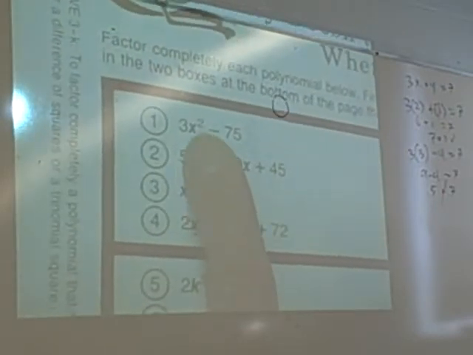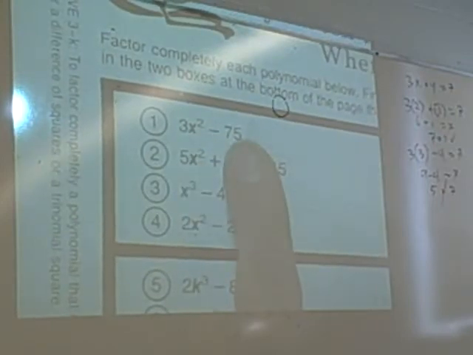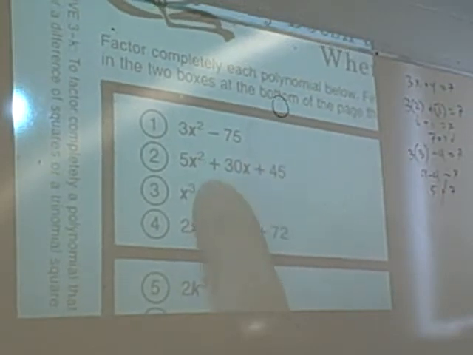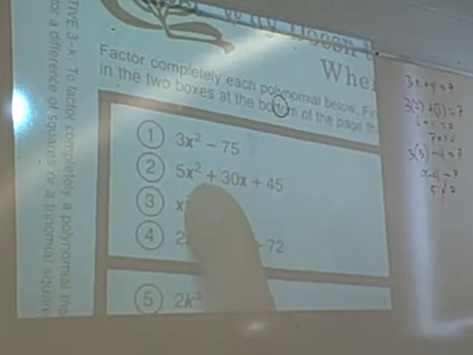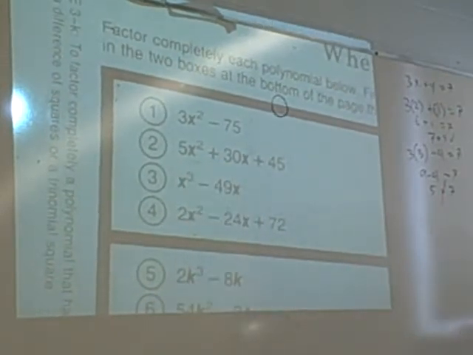Okay, number 1 would be 3x squared minus 75, and I would think the common factor is 3. So I think the answer you're looking for would be 3 parentheses x squared minus 25. Got it. But it's not an answer. Okay, I understand completely now what your problem was.